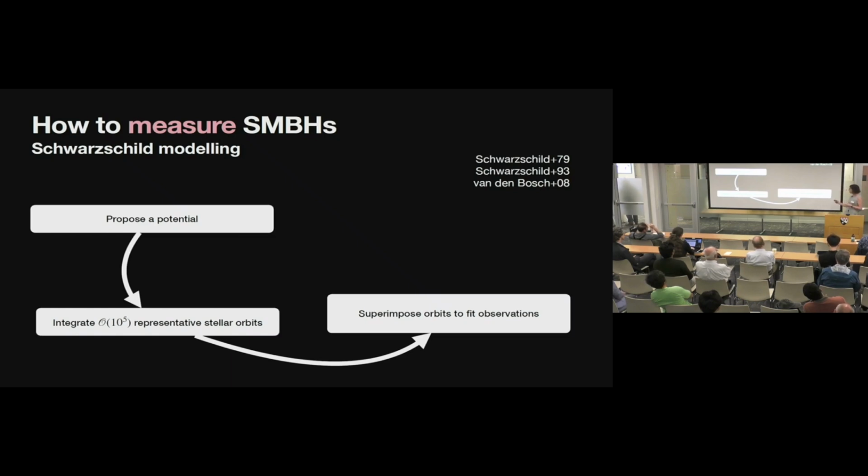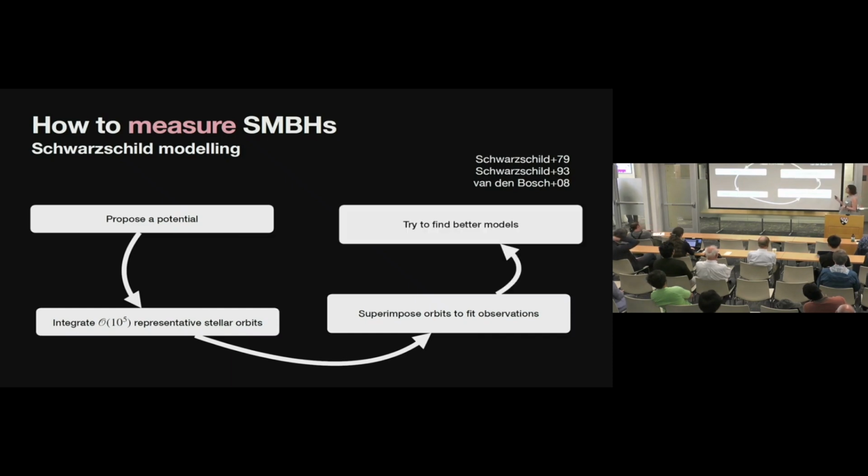We also superimpose them such that we can best fit some set of observations, like the kinematics that we just looked at. And then you do this over and over and over again, trying different potentials. Eventually, you can find something that looks about right.